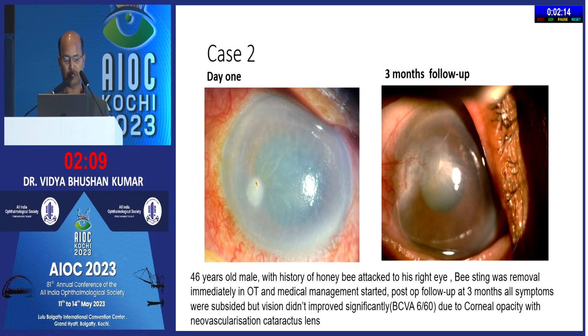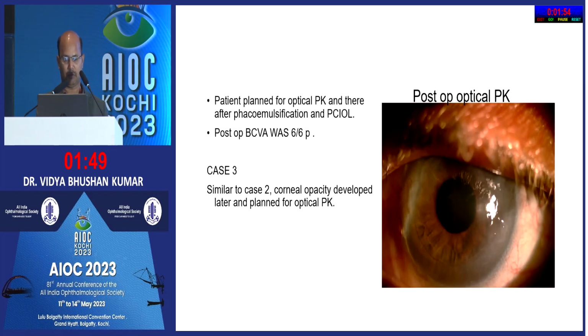Another case, a 46-year-old male with a history of honeybee attack on his right eye. The bee sting was removed immediately in OT, and medical management started. At post-op follow-up after 3 months, all the symptoms had subsided, but vision didn't improve significantly due to corneal opacity, with corneal neovascularization and a cataractous lens. The patient was planned for optical PK, and thereafter phacoemulsification with PCIOL, and post-op BCVA was 6/6 partial. Case 3 was also similar to case 2.